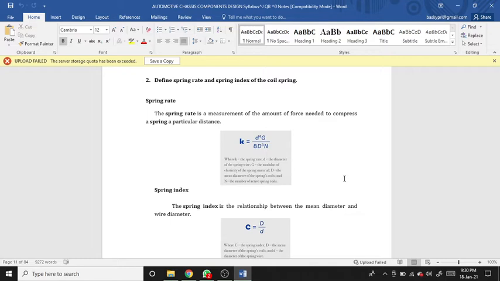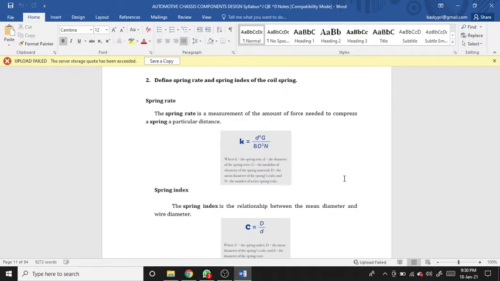The mathematical formula for finding the spring rate is given here. It states that k equals d power 4 into G divided by 8 capital D cubed into N. Let k be the spring rate, d is the wire diameter, then G is the modulus of elasticity. Similarly, capital D is the mean diameter of the spring coil, and finally N is the number of active spring coils.